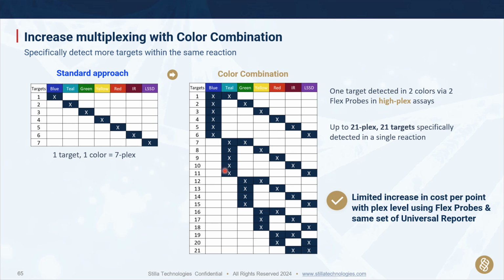Typically, when we have a 7-color instrument and we use one target per color, we would think that we could do a 7-plex reaction. But an alternative approach to this would be to use color combinations, where a target would be labeled with 2 colors of interest. Doing this strategy, it allows us to go to even higher plex assays and go up to 21 different targets multiplexing. Thus, the cost per reaction goes down even further using these flex probes and color combination targets.